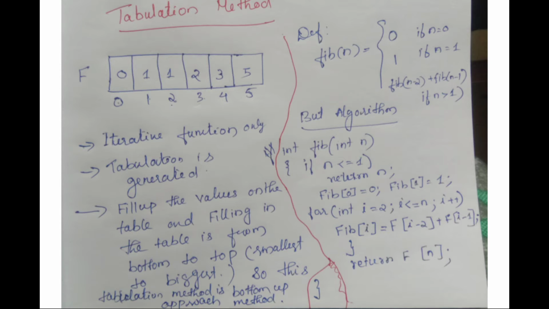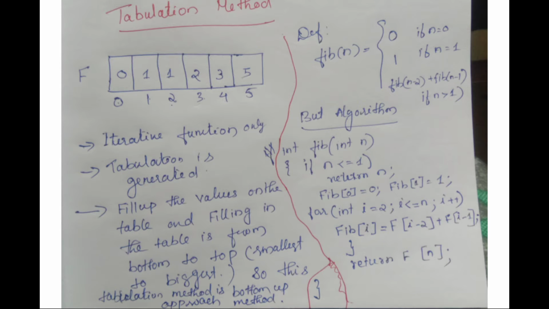In previous videos, I explained the memoization method, but here it is the tabulation method. After comparing both methods, the tabulation method is efficient and its performance is very high. Commonly, we use the tabulation method to find the Fibonacci series, that means to find the nth term of the Fibonacci series.